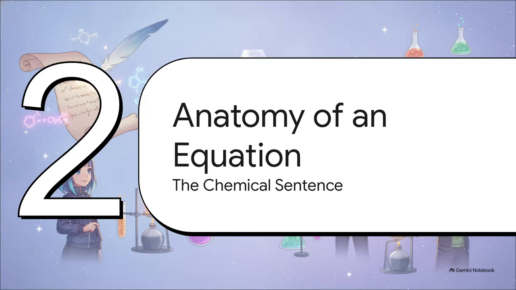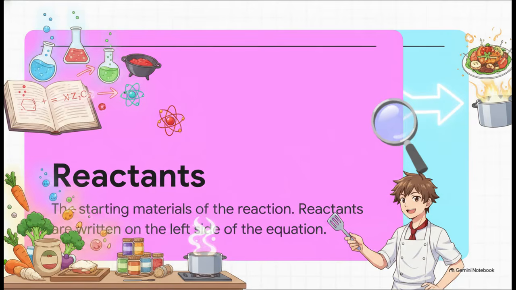Moving right along to Section 2, Anatomy of an Equation, the Chemical Sentence. Now that we can spell our chemical words, we get to use them to build a highly logical sentence. Look, every process has a beginning, and in chemistry, we call these the reactants. These are the starting materials of your reaction. And just like reading a book in English, we always write them on the left-hand side of our equation.